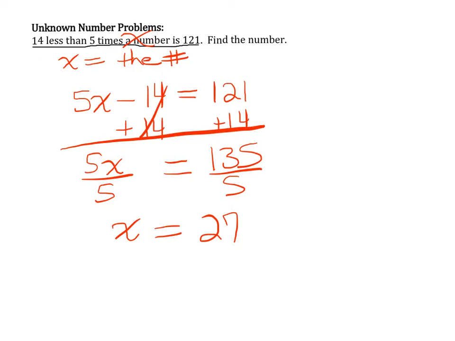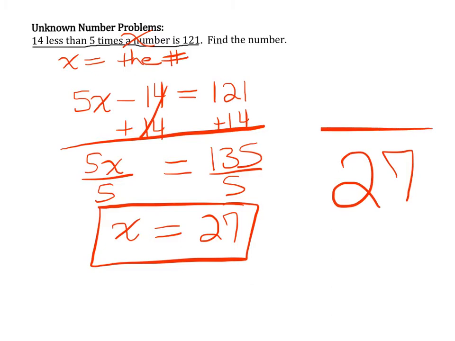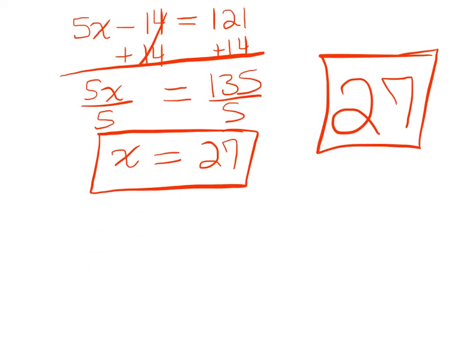All right, to make sure that this is actually true, I'm going to put in my calculator 5 times 27, and I'm going to subtract 14 from it and make sure that that equals that 121, right? And that's one of the good ways to check yourself. And that is in fact true, and so our answer would be 27. That's our number. All right. Now we're going to look at another example.